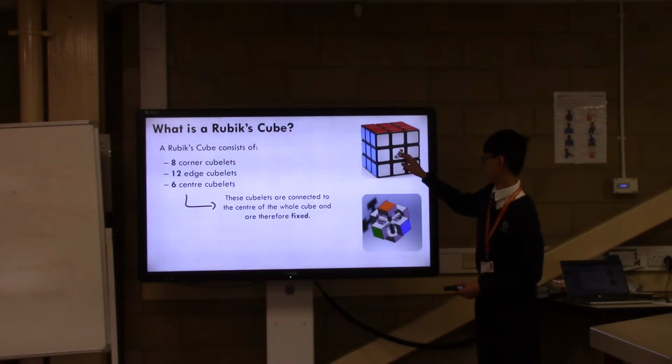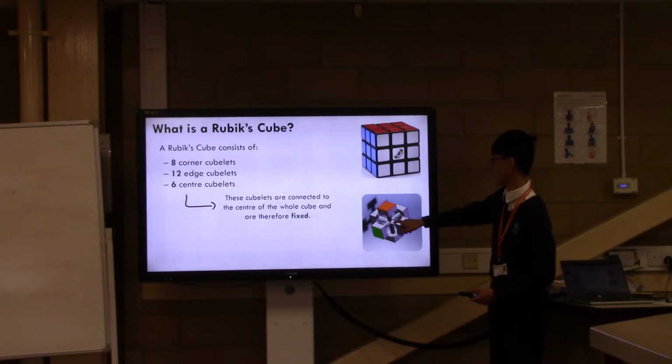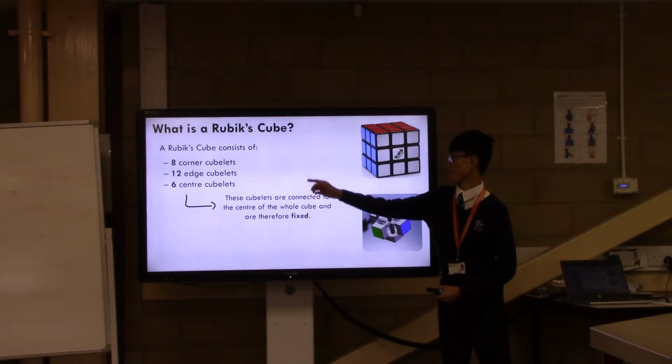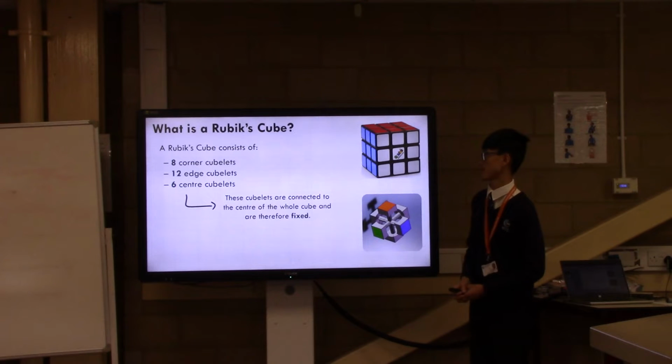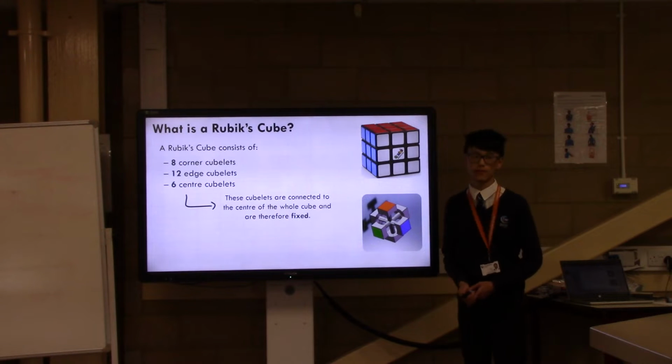And these center ones are fixed. They don't move because they're connected to the middle of the cube, which has these axes which keep it in place. You could probably notice that the 8 corner cublets represent the 8 vertices of the cube, the 12 edge cublets are the 12 edges, and the 6 center cublets are the 6 faces.